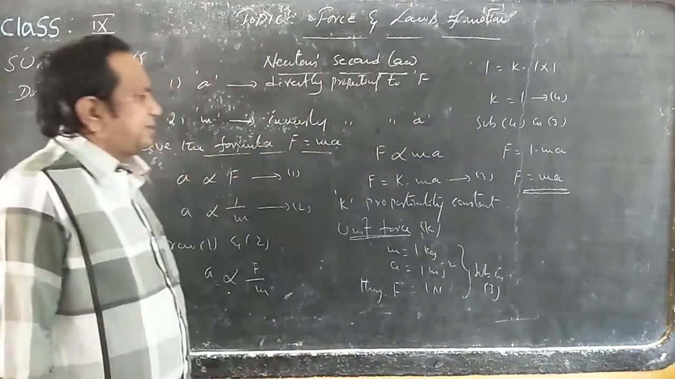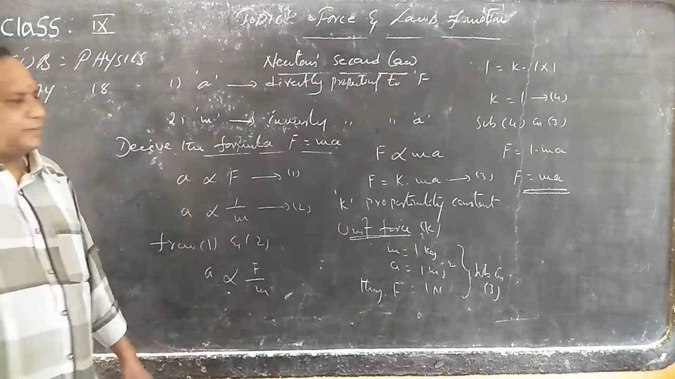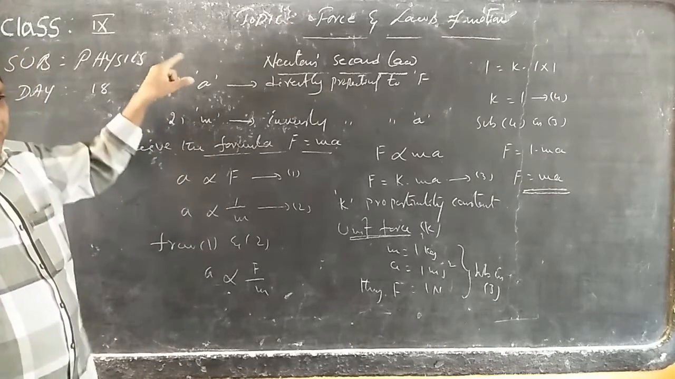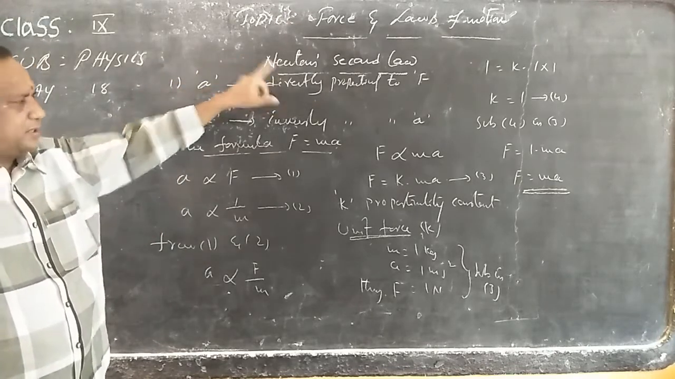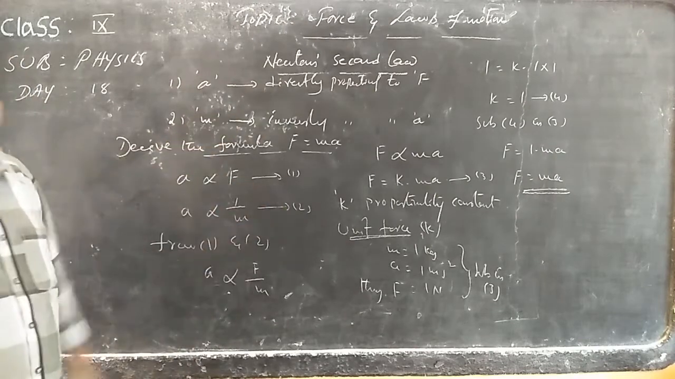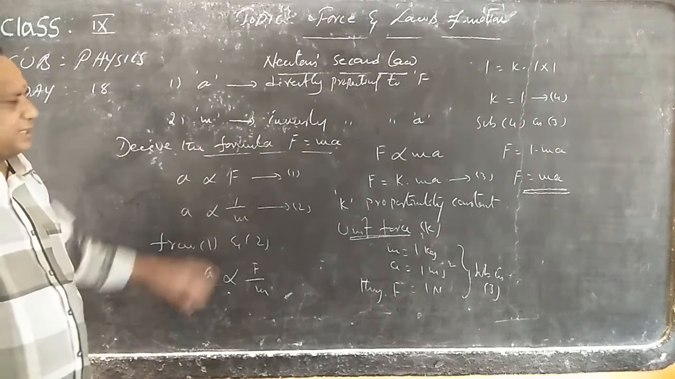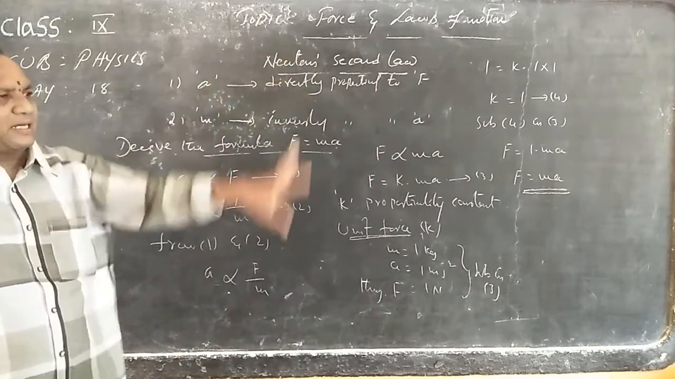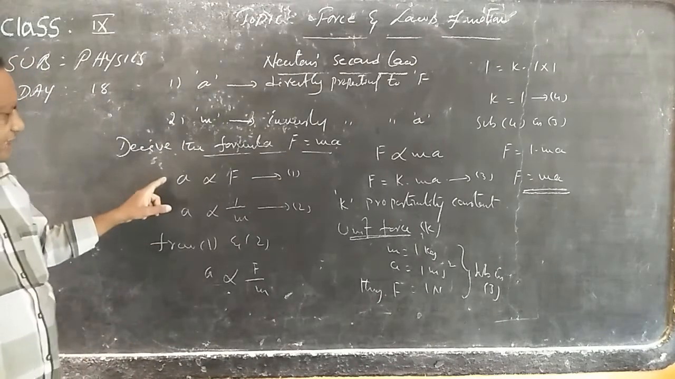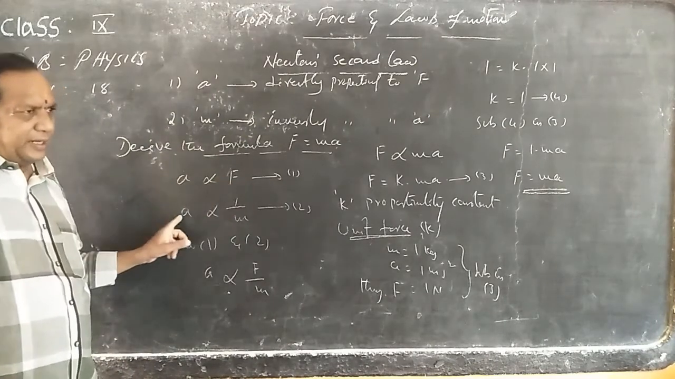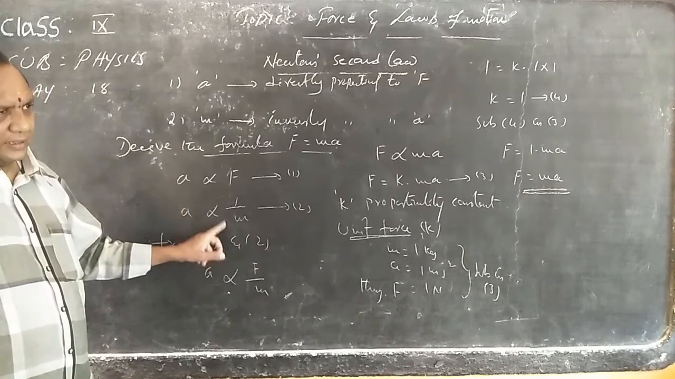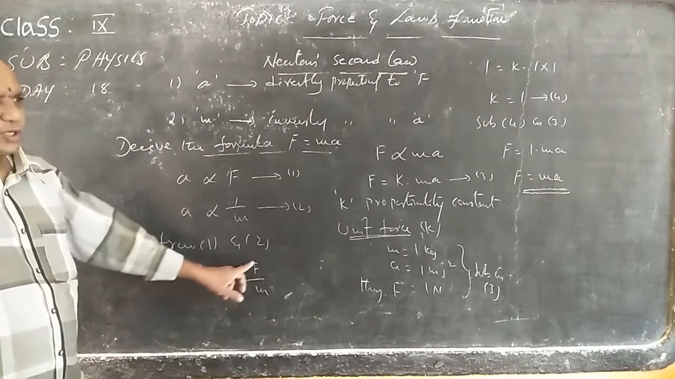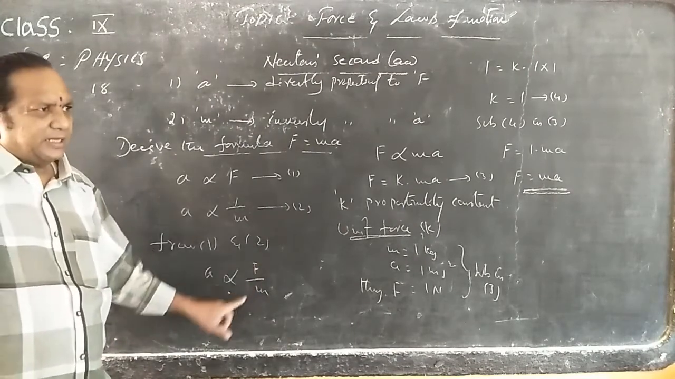So this is a very important derivation, the relation between force, acceleration and mass. Remember these two things: acceleration is directly proportional to force and inversely proportional to mass. According to that, A is proportional to F and A is proportional to 1 by M. From equations 1 and 2 we get A proportional to F by M, that is, F into 1 by M.